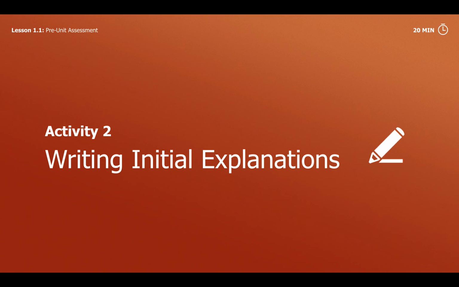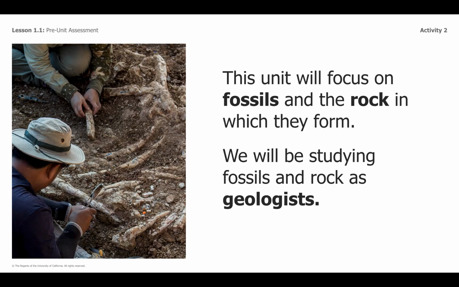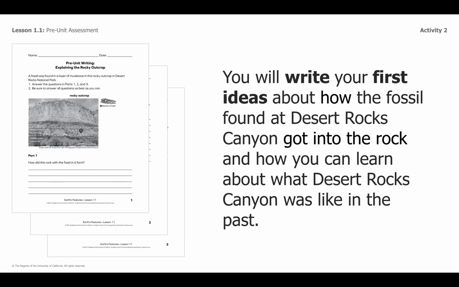So what I want you to do today is write our initial explanation. This unit will focus on fossils and the rock in which they form, and we'll be studying fossils and rock as geologists. You're going to write your first ideas in the space provided on Google Classroom about how the fossil found at Desert Rocks Canyon got into the rock and how you can learn about what Desert Rocks Canyon was like in the past. All right, that's all we're going to do.